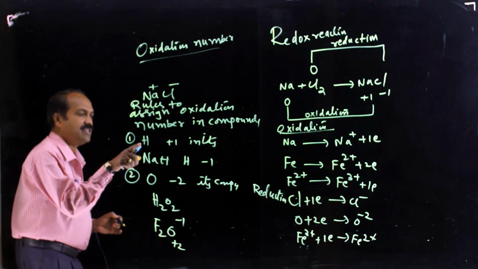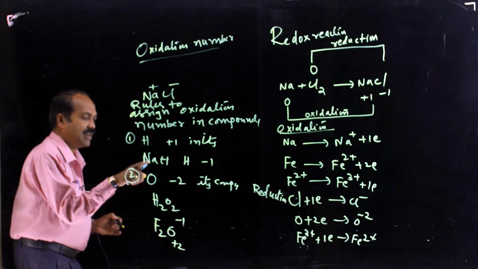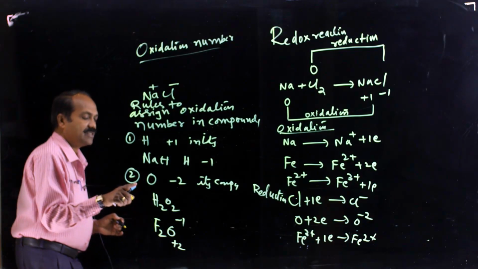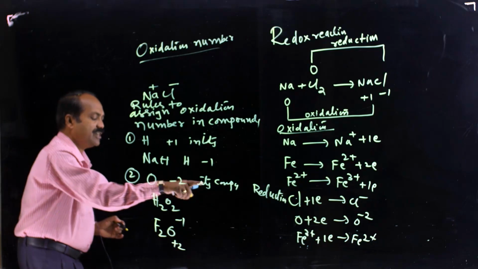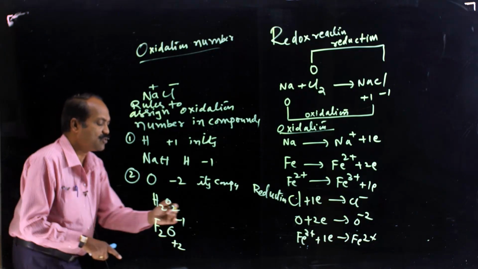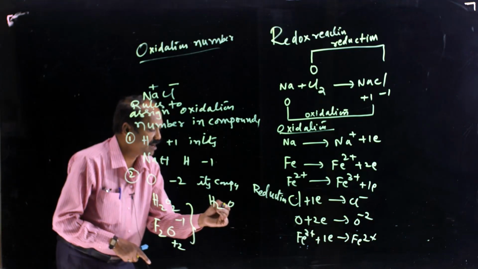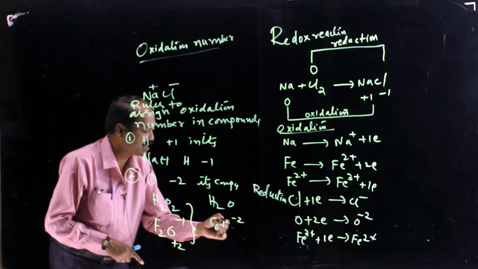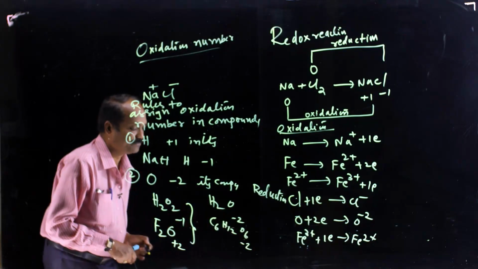First, hydrogen has always oxidation number +1 in its compounds, but one exception is there. In metal hydrides, hydrogen has -1. The second rule is oxygen has always oxidation number -2 in its compounds. In H2O2 it is -1, in F2O it is +2; these two are exceptions. For example, in water the oxidation number of oxygen is -2 only. In any compound, in glucose C6H12O6, here also oxidation number is -2.